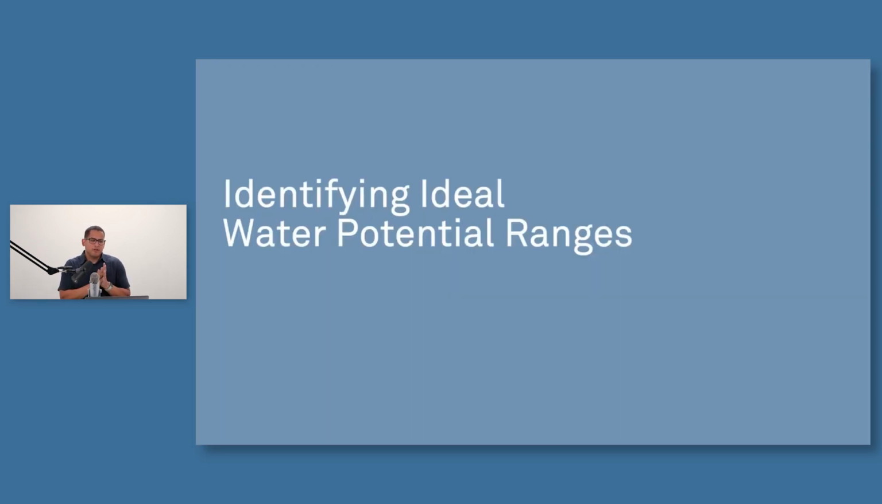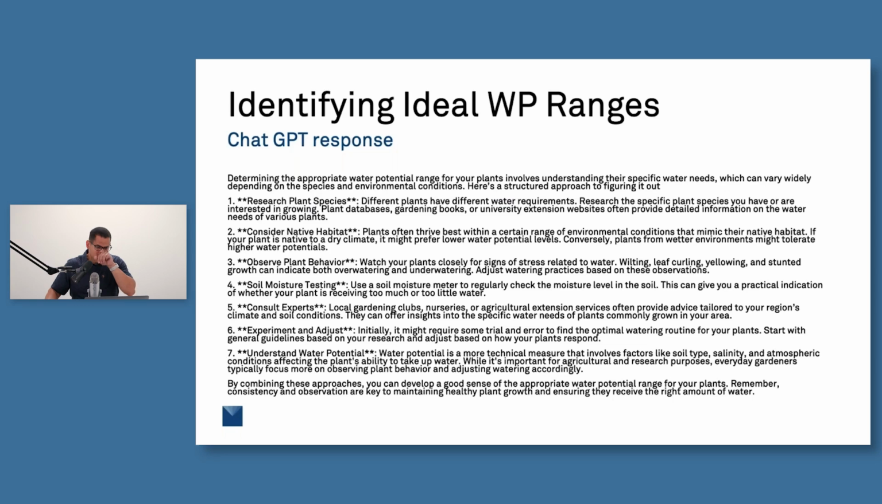So we talked about some applications. Another piece that we wanted to focus on in today's webinar is identifying ideal water potential ranges for different plants. And I decided to mess around with ChatGPT. I've been doing a little bit more of that just because I'm curious about the capability of the tool and what it can do. I was just curious, if I put into ChatGPT, how do I identify what the ideal range of water potential is for my plant? This is the response I got.